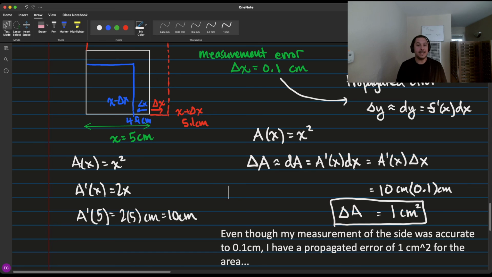So this gives you an idea of, okay, cool, I'm measuring a side, I'm going to use that to calculate an area. How does my error in calculating the side, how is that going to affect the area that I calculate? That's what that value gives you.